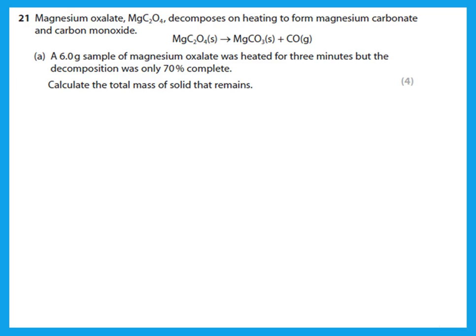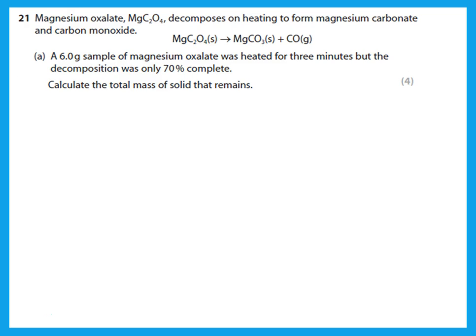This question says magnesium oxalate decomposes on heating to form magnesium carbonate and carbon monoxide. A 6-gram sample of magnesium oxalate was heated for 3 minutes, but the decomposition was only 70% complete. Calculate the total mass of solid that remains. Remember, he's asking for the total mass of solid that remains, not just the mass of magnesium carbonate.